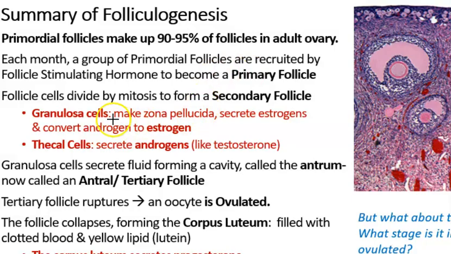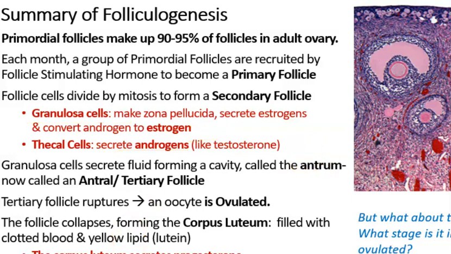And when there are layers of cells, we get two types forming. The granulosa cells that make the zona pellucida and secrete estrogen, and the thecal cells that secrete androgens. Now those androgens can be turned into estrogen by the granulosa cells as well.